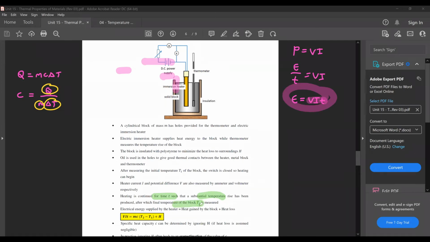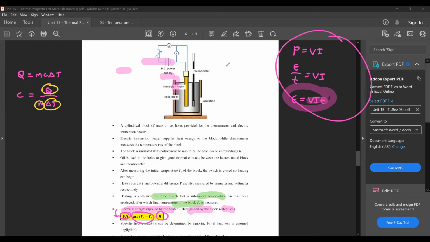Okay, now from there, you can apply conservation of energy, which tells you that whatever electrical energy has been supplied by your heater would be equal to the heat gain by your block plus any heat loss to the surrounding. This is the actual energy equation following conservation of energy. So you write it in equation form: VIT equals MC(T2 minus T1) plus H. VIT, as I just explained, is the electrical energy supplied by your heater. Then MC delta T is basically your heat gain by your block. H here is your heat loss.